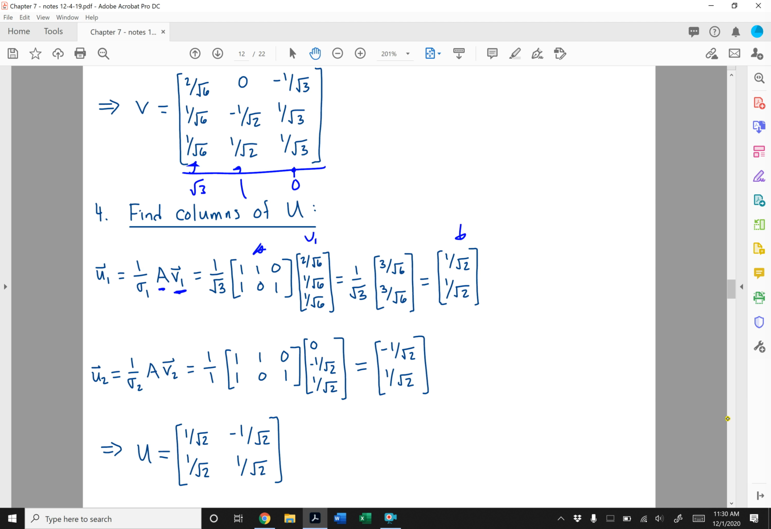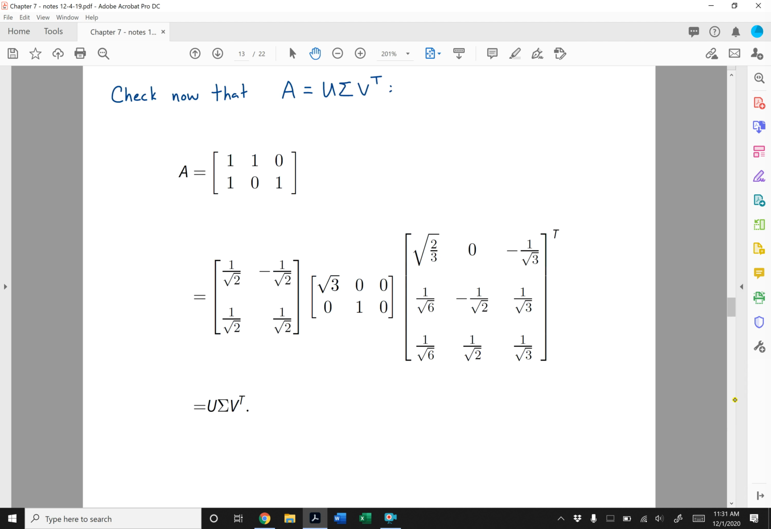And we do the process again with v2. Do the multiplication, end up with this. So here is u. We were lucky, we didn't have to add any other vectors to increase it to the right size. So now we found u, we found sigma. Here's u, here's sigma, here's v, and if we do all of that multiplication, we will end up with this.